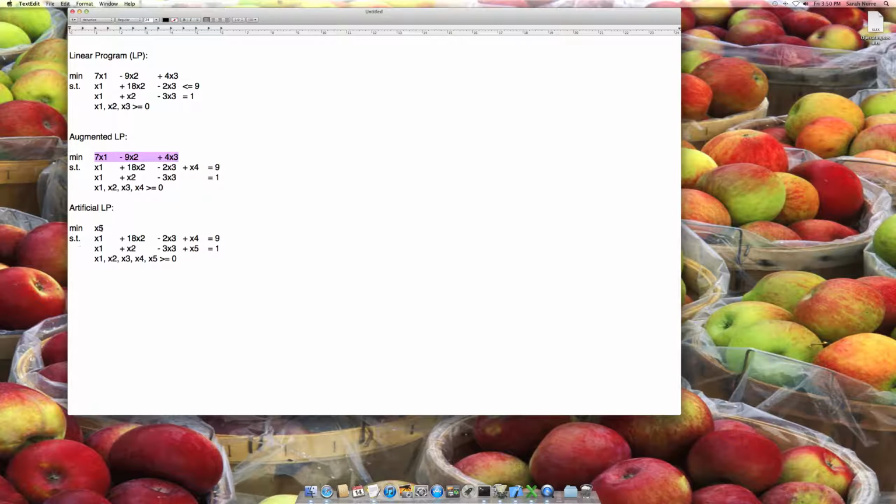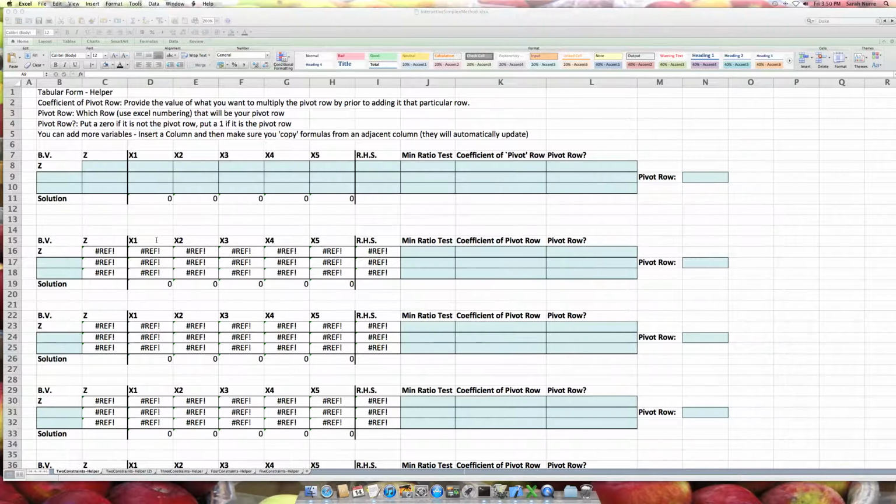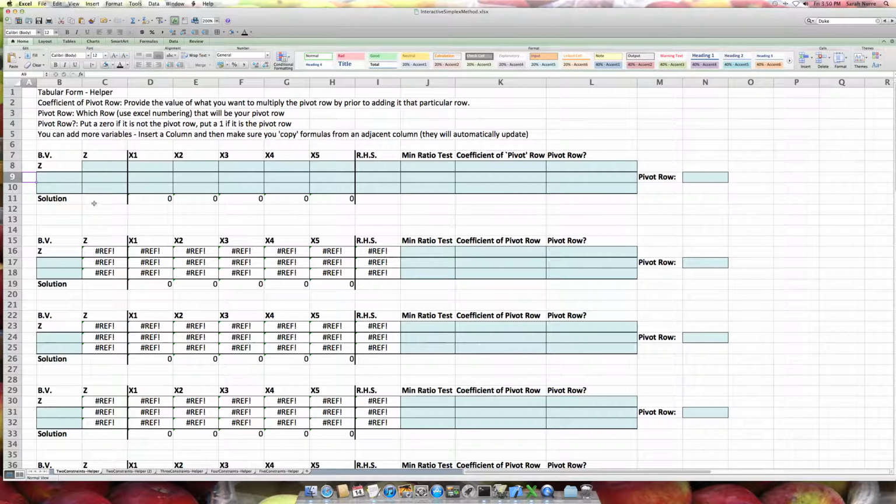So here I'm going to take this LP. I have everything I need to start in simplex. I have equality constraints, I have non-negative variables, and so I'm going to take this and plug it into the Excel document that Professor Sharkey has provided on LMS.